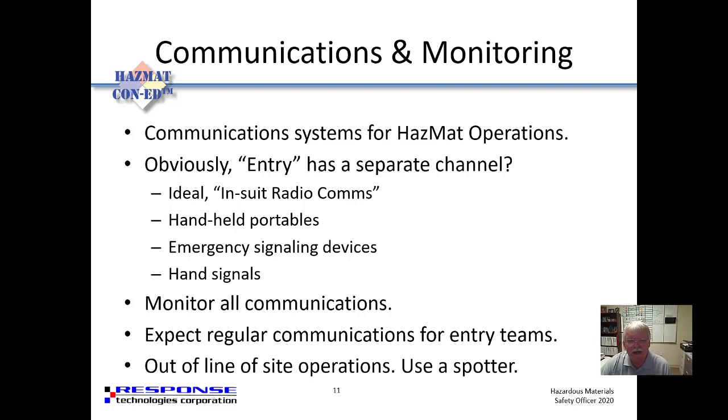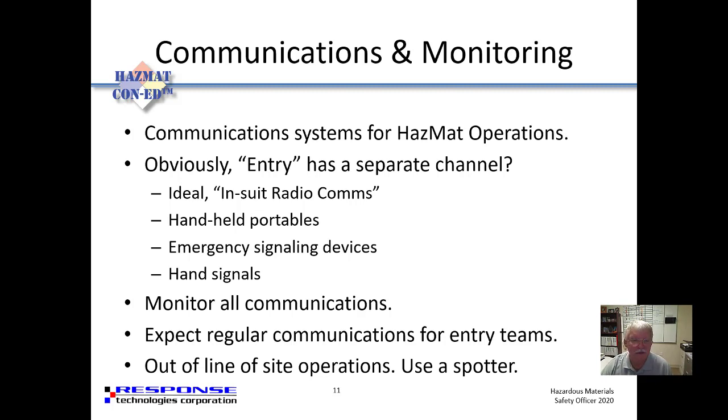We also need to expect regular communications from the entry teams. If we don't hear from them for a few minutes, we need to check with them. If at any time we're in out of line of sight operations and we do not have good comms in place, we've got to use a spotter.